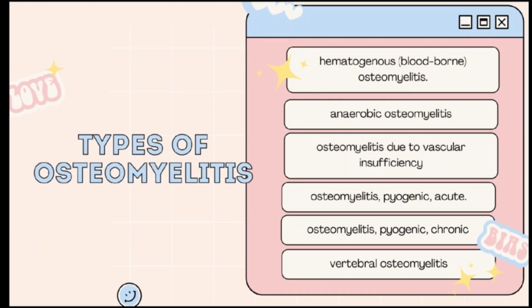Types of osteomyelitis. The first one is hematogenous osteomyelitis. The second one is anaerobic osteomyelitis. The third one is osteomyelitis due to vascular insufficiency. The fourth one is osteomyelitis pyogenic acute. The fifth one is osteomyelitis pyogenic chronic. And the last one is vertebral osteomyelitis.